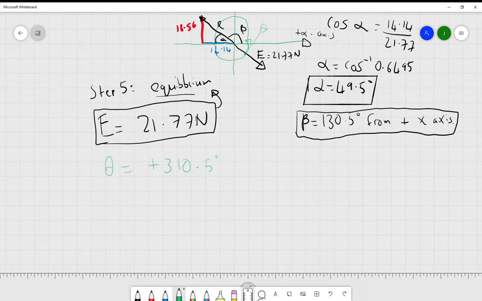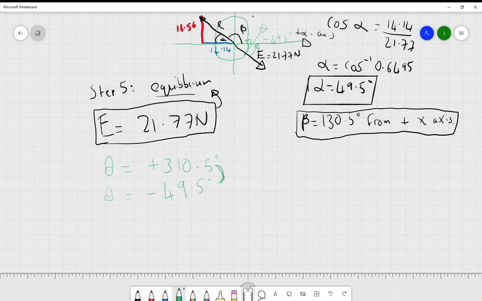Well, that is important, because you can present it like that. If you go this way from the positive x-axis, you can say negative 49.5, and it'll be the same thing. What's important is whether it is positive or negative. If you're going clockwise, in this case, it is positive, and if you're going counterclockwise, it is negative. So basically these mean the exact same thing. And that's why the question says negative 49.5 degrees.